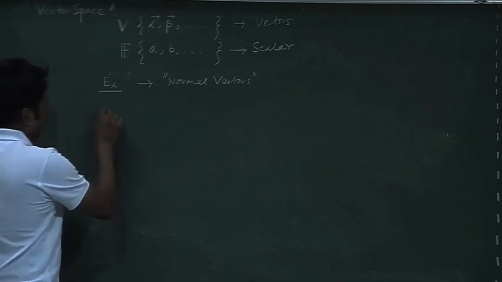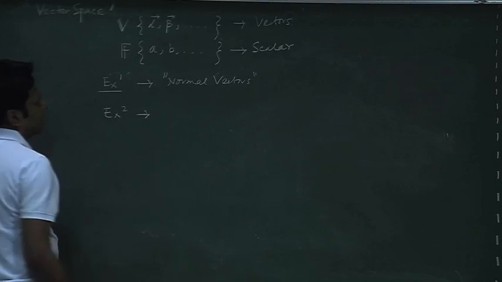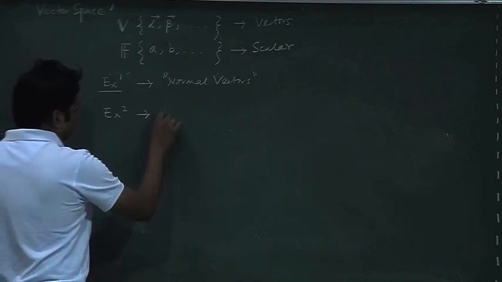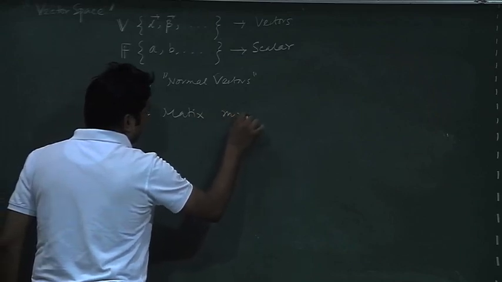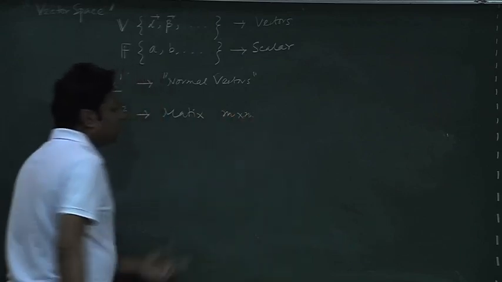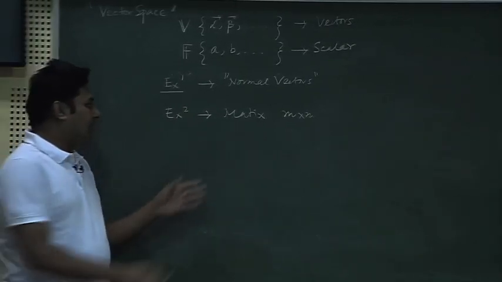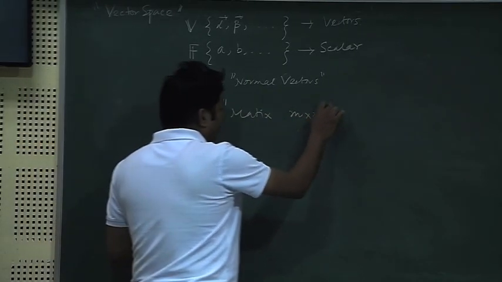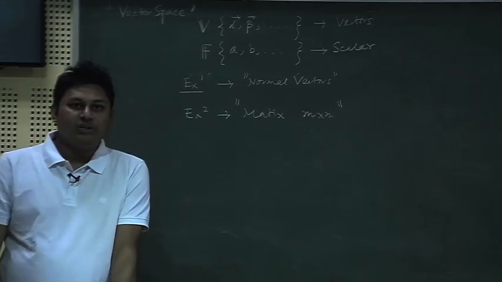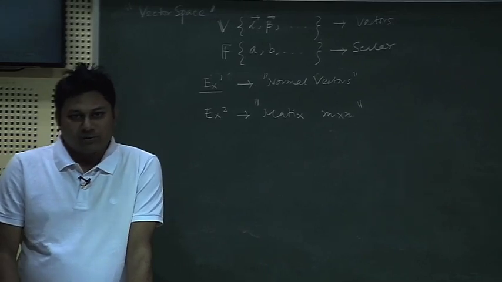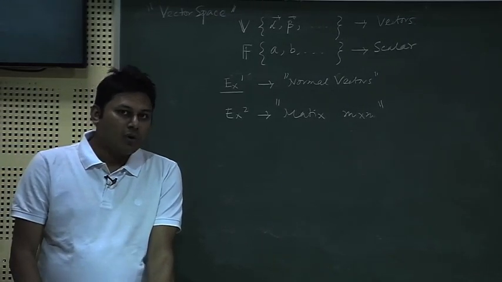Apart from that, I can put another example. This is example 1 and this is example 2. It is the matrix. Any n by m matrix can form a vector space. So here I should put the emphasis that whenever you learn the word vector, it does not necessarily mean the vector which has direction and amplitude. Rather, there are many other elements which can form a vector space.